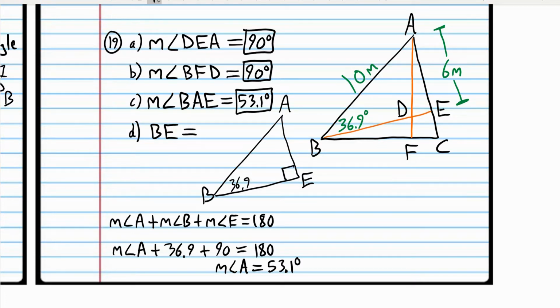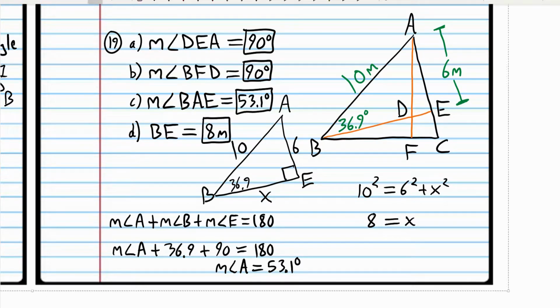Part BE, or the length of BE. Now we can use the same right triangle. We know this side is 10 and this side is 6, and we're looking for this side, which we can call x. So we just use the Pythagorean theorem. 10 squared is equal to 6 squared plus x squared. Do all the math on that, and we have x is equal to 8. So if you got 8, good job. That should be 8 meters, by the way.